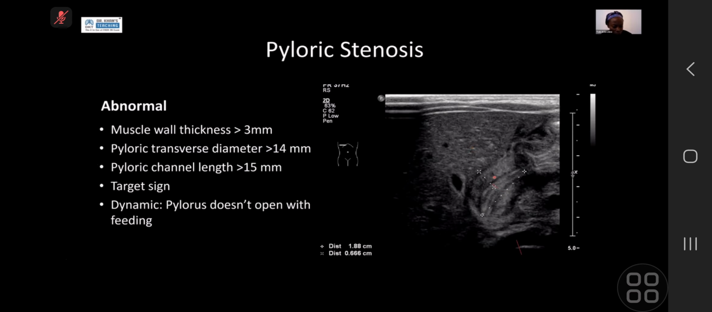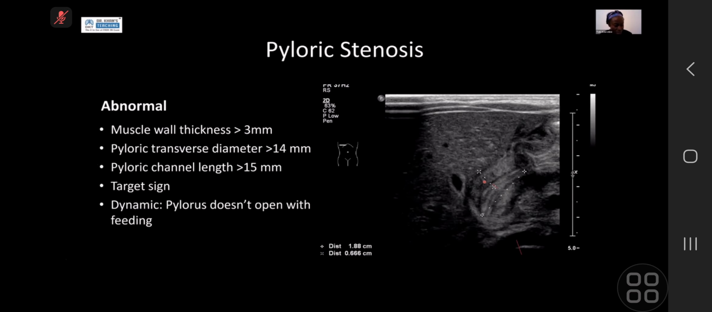Transverse diameter should be less than 7 millimeters. No, so the transverse diameter is across both. Oh, sorry, yeah, it should be less than 7 millimeters across both the wall. Is that what you're saying? I'm not sure. But it's the measurement from one wall across the middle and then across to the end. And yeah, so I think that is a typo. It should be less than 7 rather than 14. Oh no, each wall is 3 millimeters.